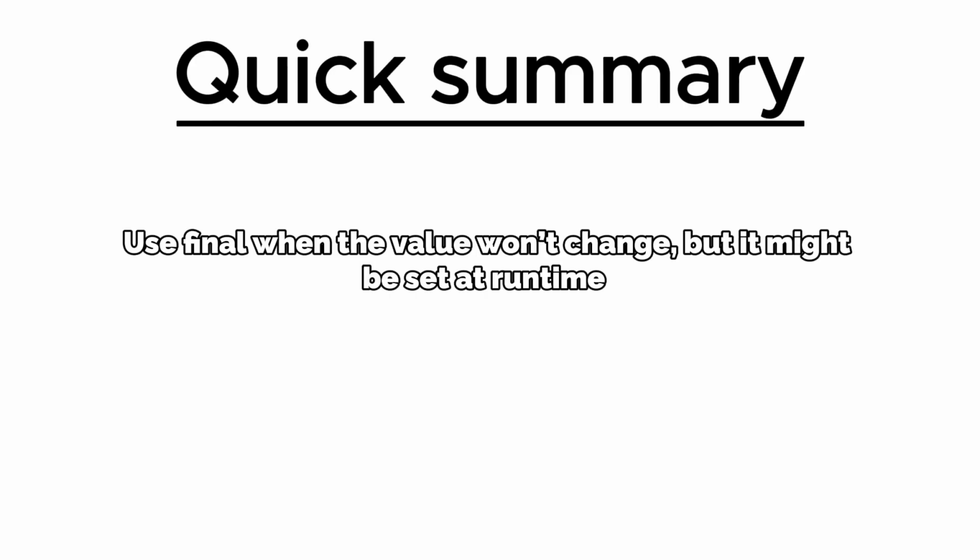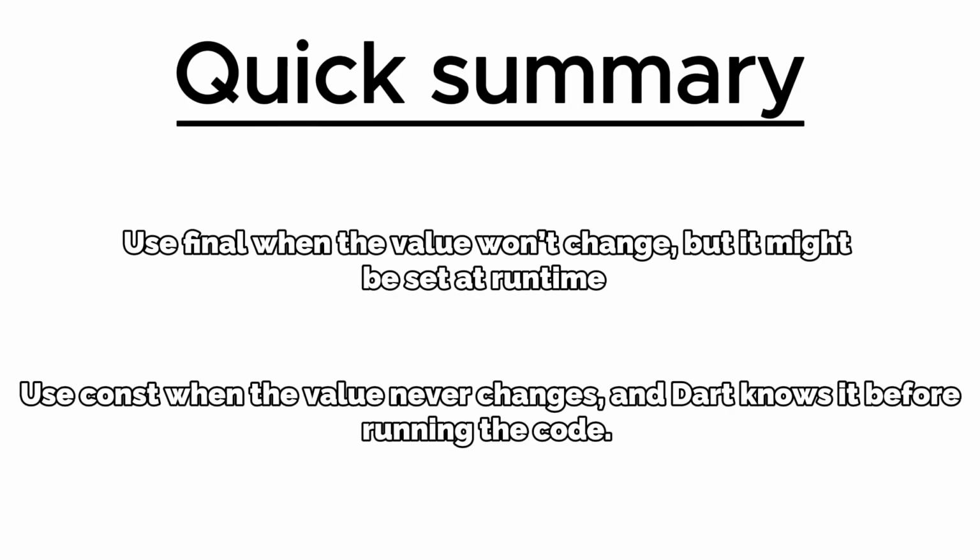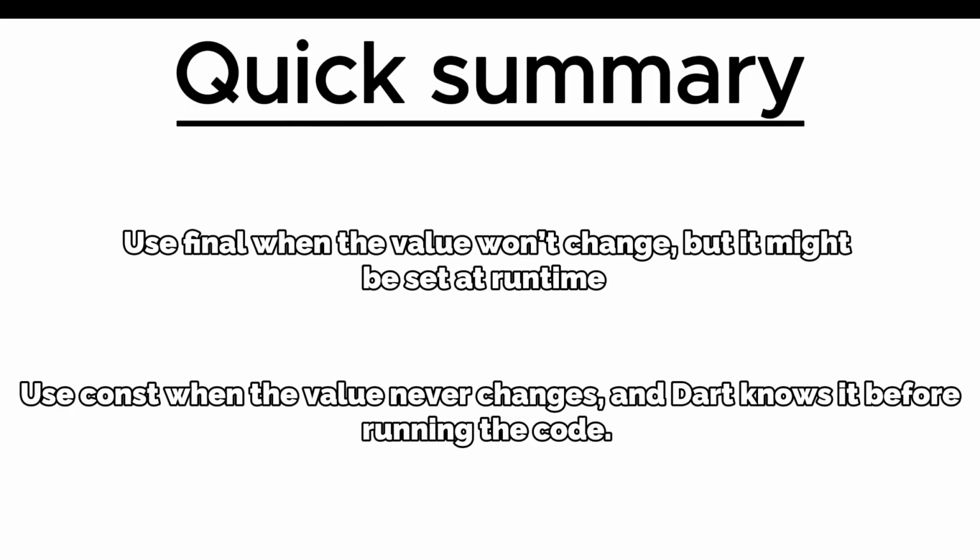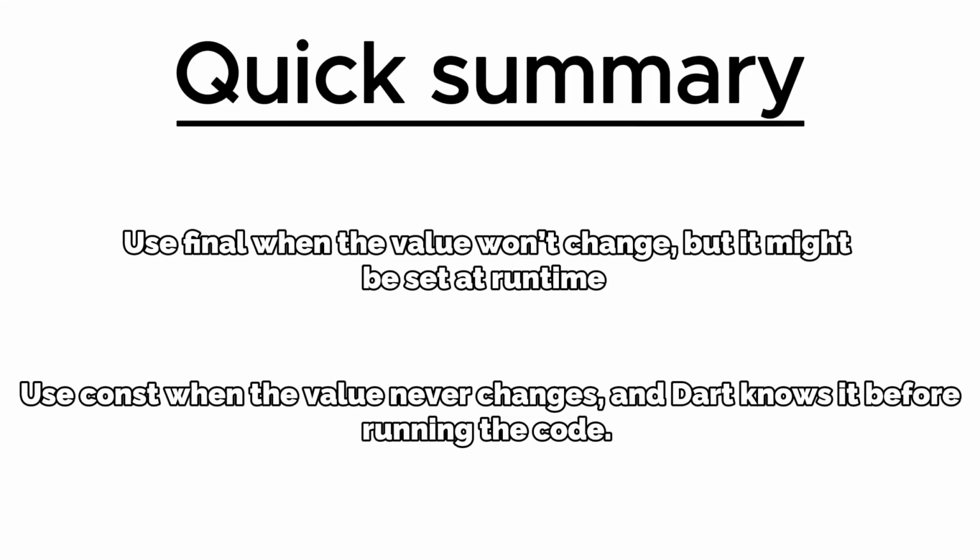We use final when the value won't change, but it might be set at runtime. We use const when the value never changes, and Dart knows it before running the code. Most of the time you'll use final, and const is more strict, and you'll use it when you're sure the value is constant, like for config values or numbers or UI stuff in Flutter, and so on. So that's it. Nice and easy, right?